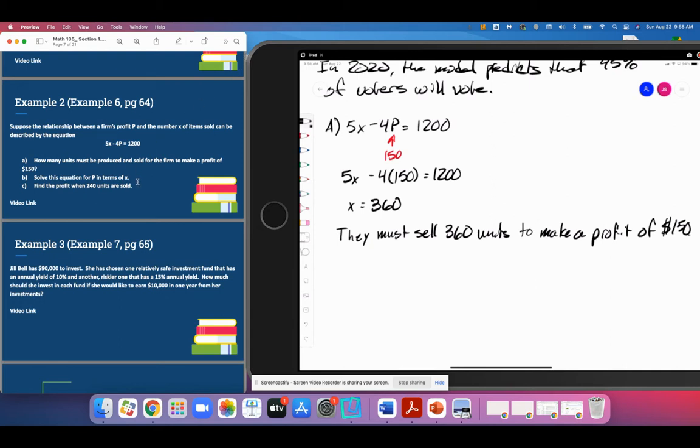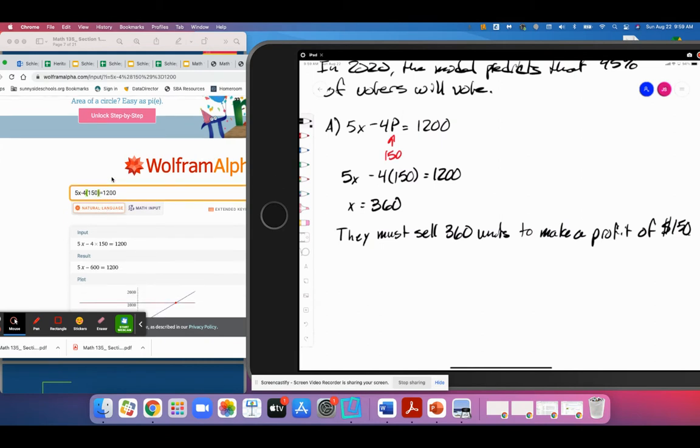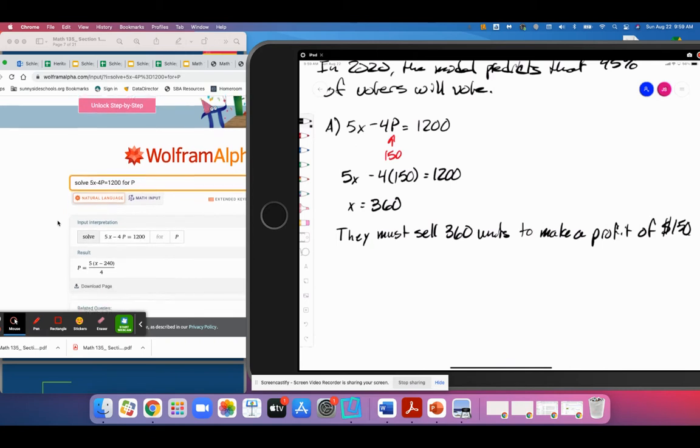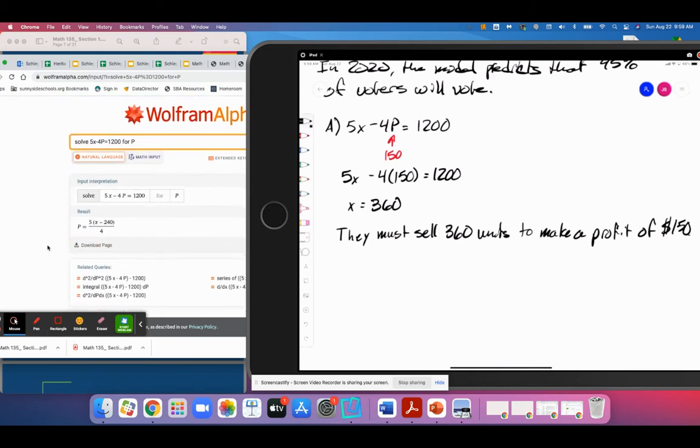Let's go ahead and take a look at part B. Solve this equation for P in terms of X. And so this is a little bit of a trickier one, folks. What I need to get Wolfram to do for me in this case is I'm going to go ahead and put P back in there. We're going to tell Wolfram, just like we were talking to it, solve that for P. And again, you could do this by hand if you're a purist. Wolfram is going to do that for us. Again, I'm just trying to show you some of the functionality of Wolfram right here.